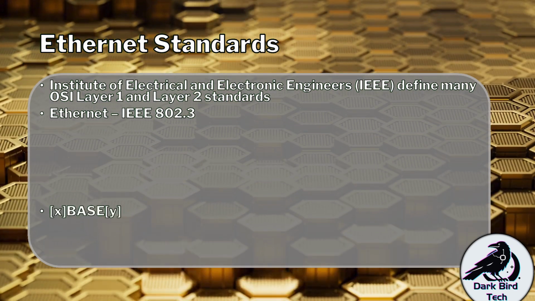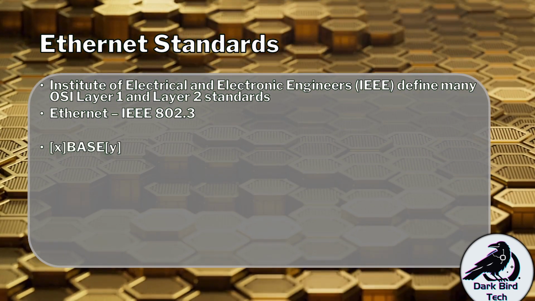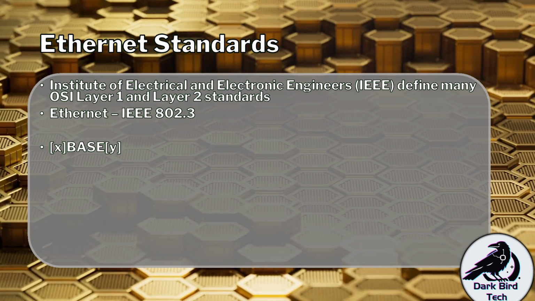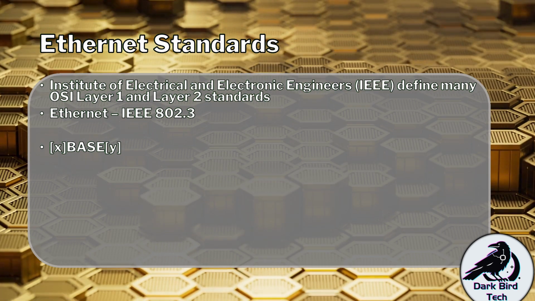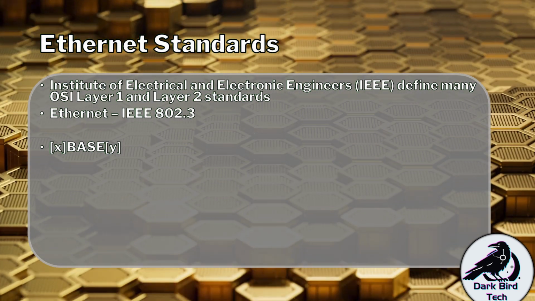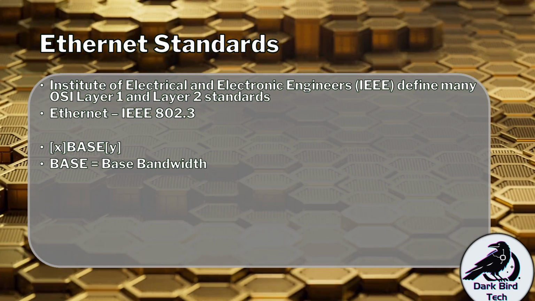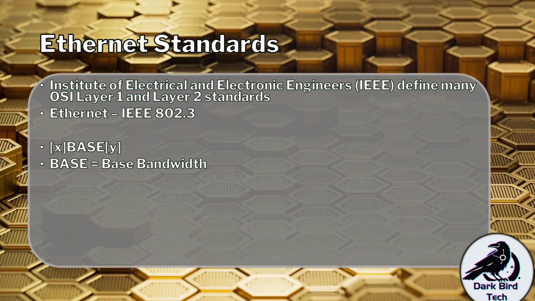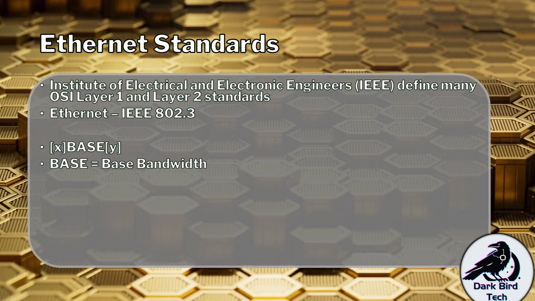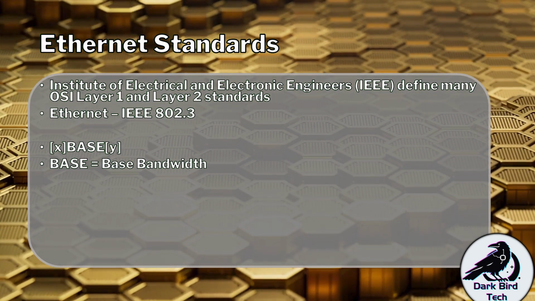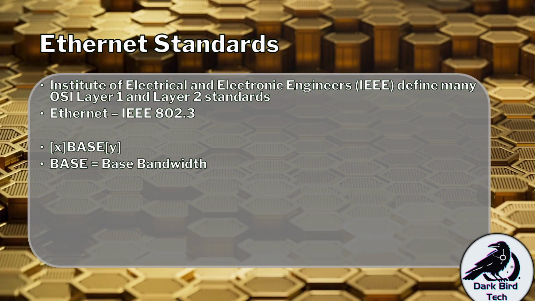Now, the IEEE defines the baseband frequencies, and those dictate the speed and performance of the cables. So you'll often see a number, base, and something at the end of the word base. Now, the word base just describes base bandwidth. Thankfully, we don't have to worry about what the frequencies are, although you can go and look them up if you're curious, but it will not be in the A+ or even the Network Plus exams.